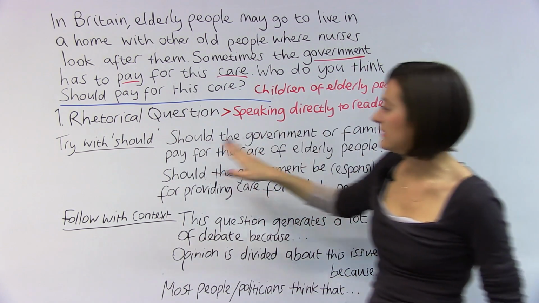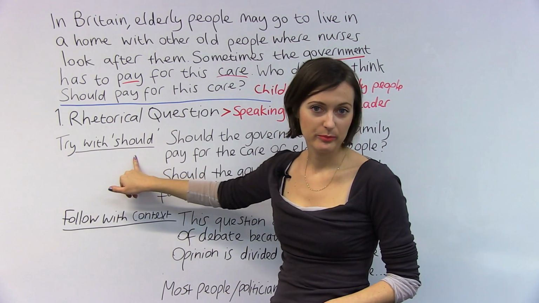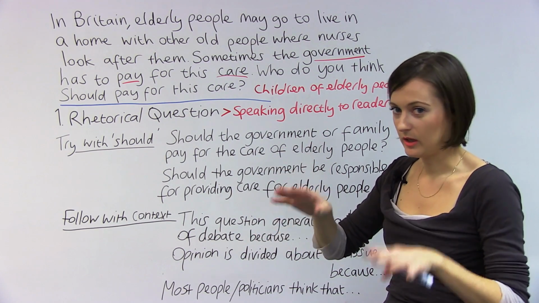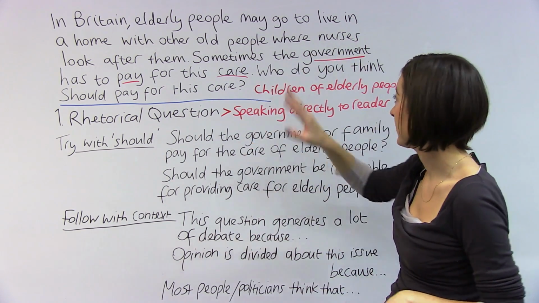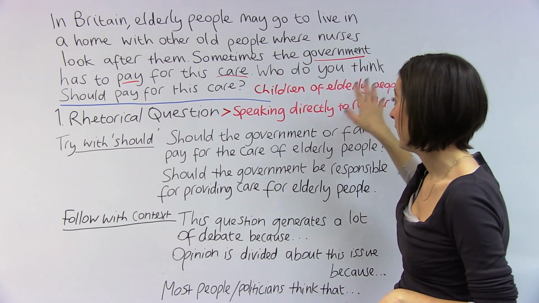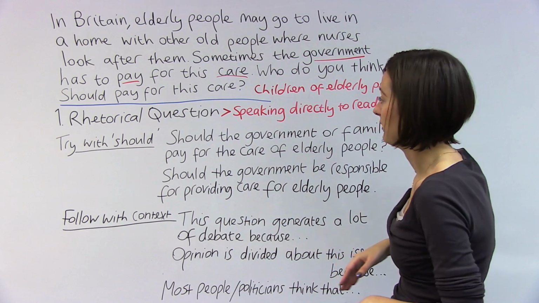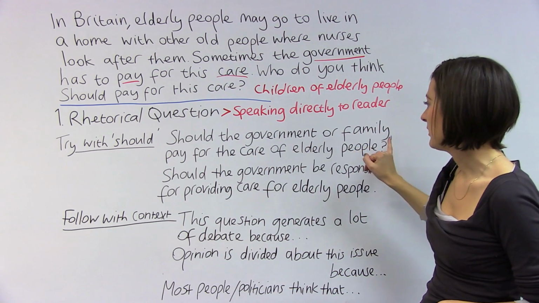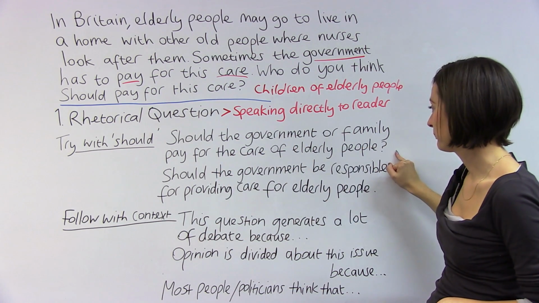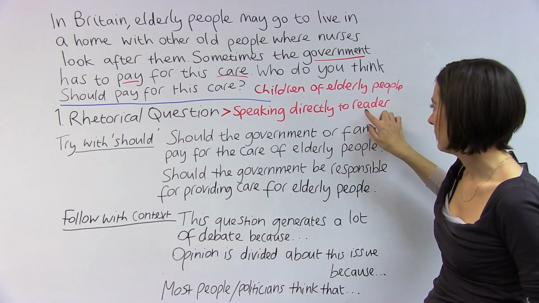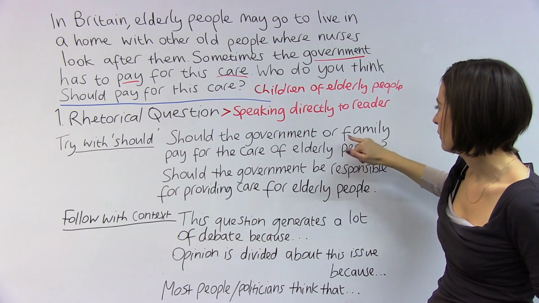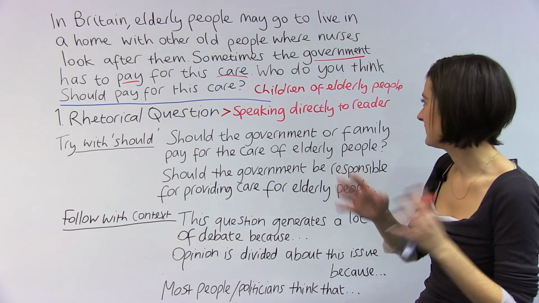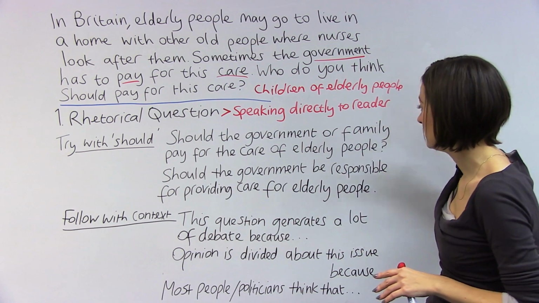So an easy way to do it is by using should to form your question. So remember, we've got 2 sides. We've got an opposition. We've got government paying for the care, and we've got the children of elderly people paying for the care. So here we go. Here's the first example. Should the government or family pay for the care of elderly people? So in my answer, I've called them family here. It's a little bit more direct and succinct rather than saying children of elderly people.